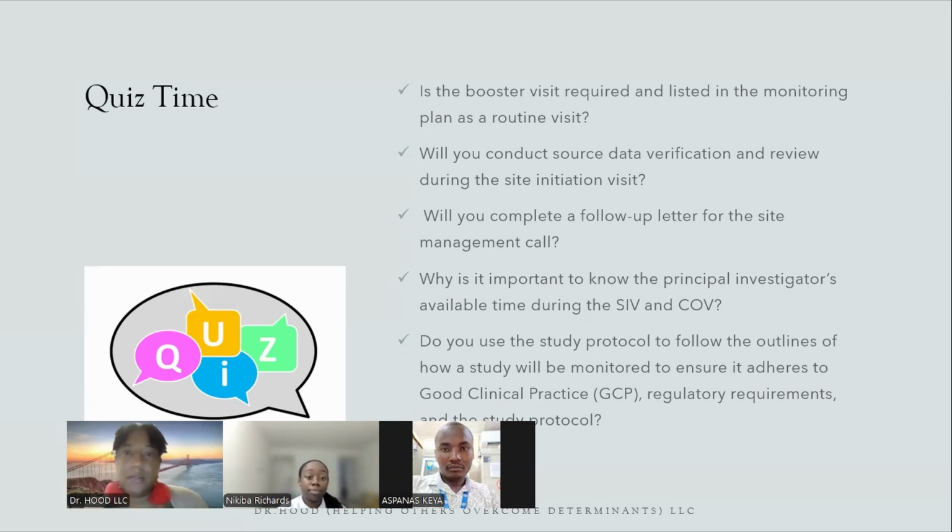And we're almost at the finish line. And the last question, do you use the study protocol to follow the outlines of how a study will be monitored to ensure it adheres to good clinical practice, regulatory requirements, and study protocol? Do you use the study protocol for this? No, you use the monitoring plan. You use the monitoring plan.